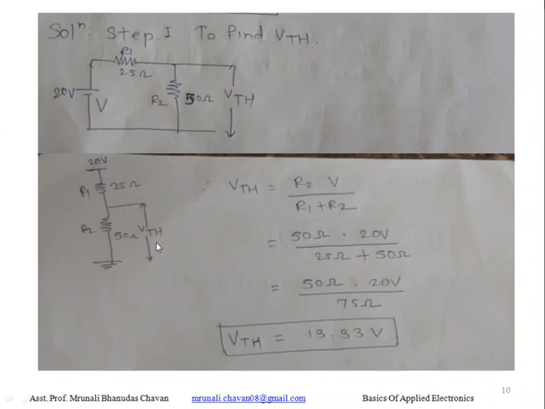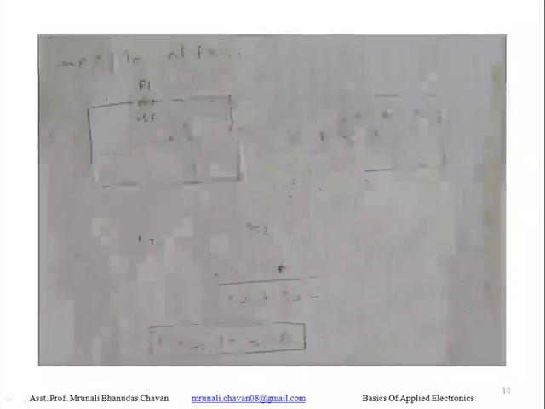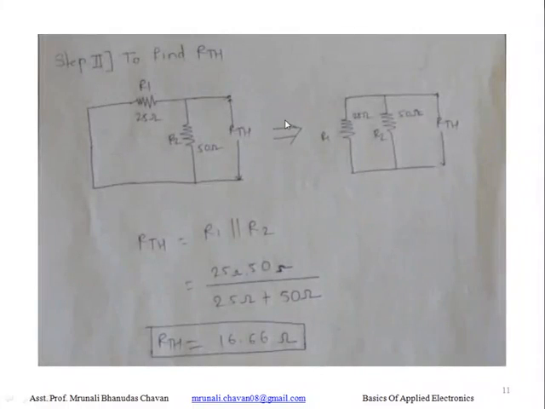So according to potential divider rule, we can write the equation for VTH as VTH is equal to that resistor times means R2 into supply voltage V divided by total series resistance R1 plus R2. If we put the values here, 50 ohm into 20 volt divided by 25 ohm plus 50 ohm, we will get VTH here 13.33 volt.